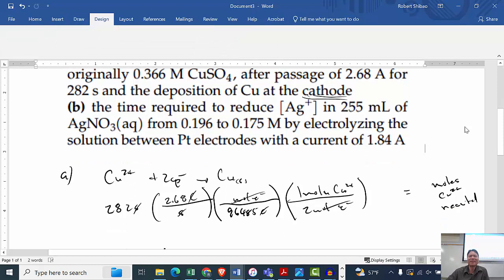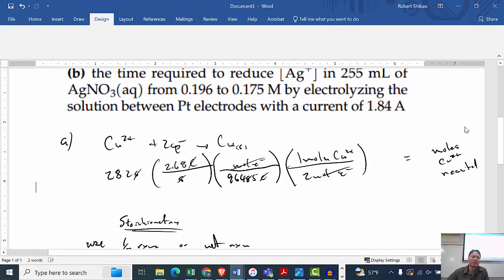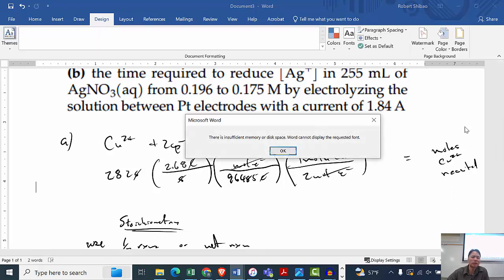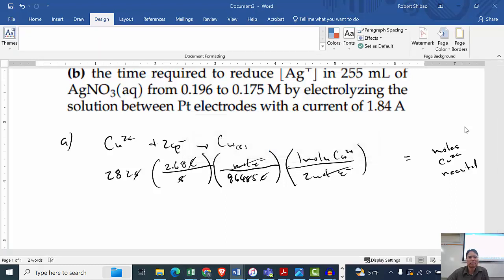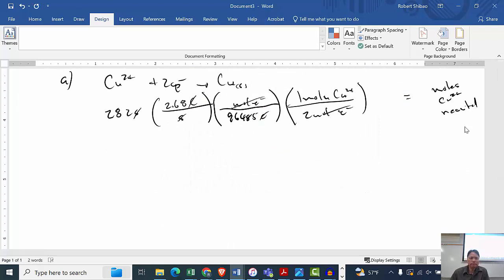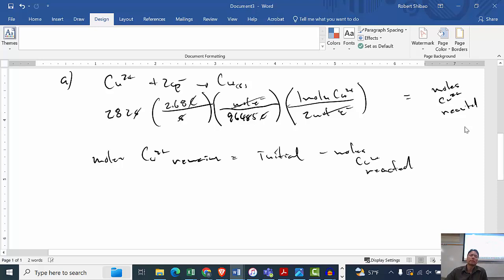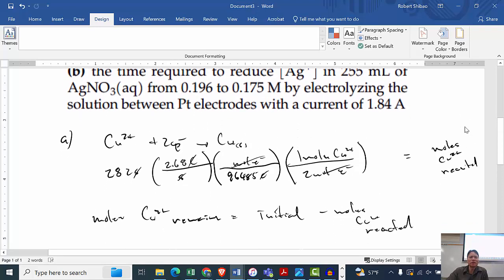And then if we want the moles of copper 2 plus that remains, then we just do a little bit of subtraction here. And so moles of copper 2 plus that remains is equal to the initial minus the moles of copper 2 plus reacted or consumed. And then we could figure it out. So the stoichiometry, we just need amps. We need time. Time is a fixed quantity. And we need Faraday's constant.